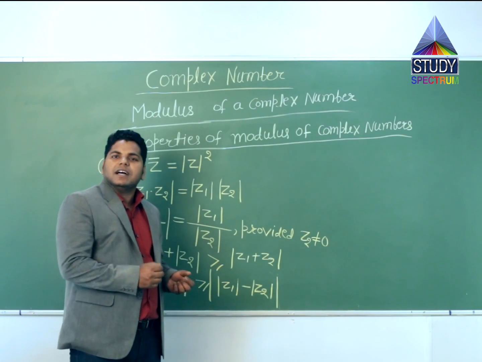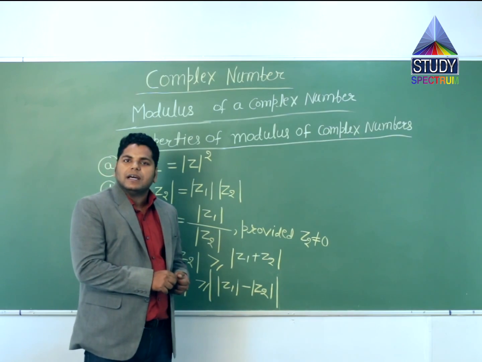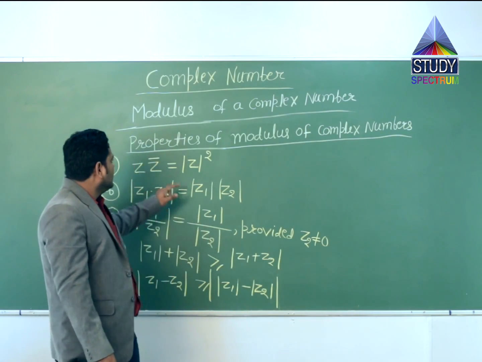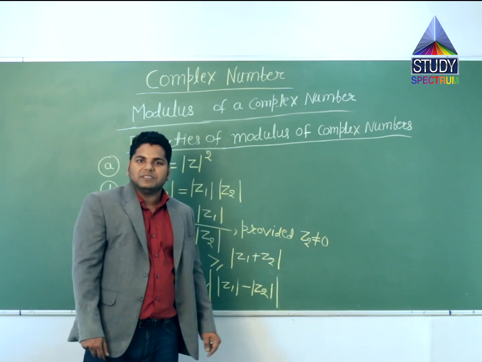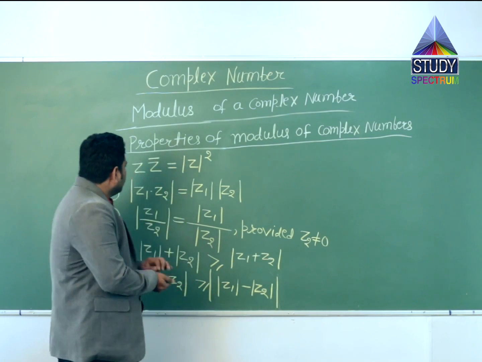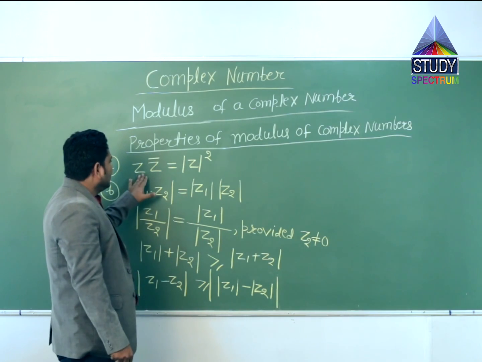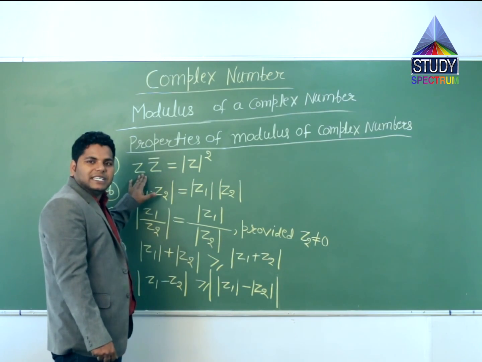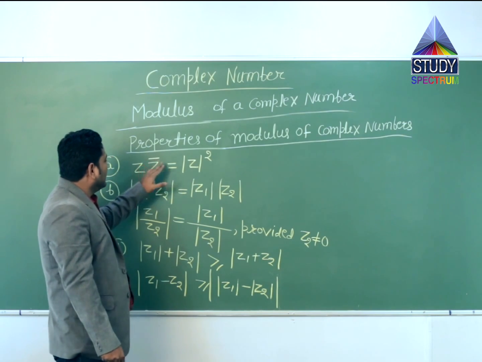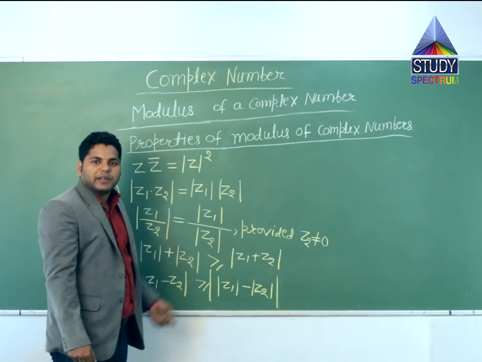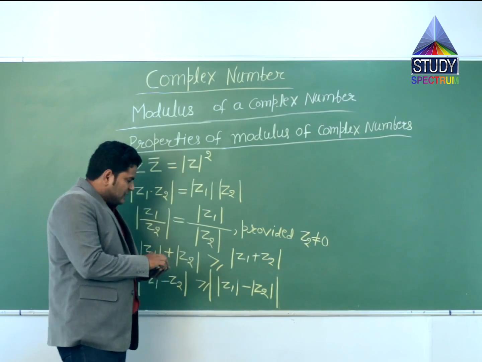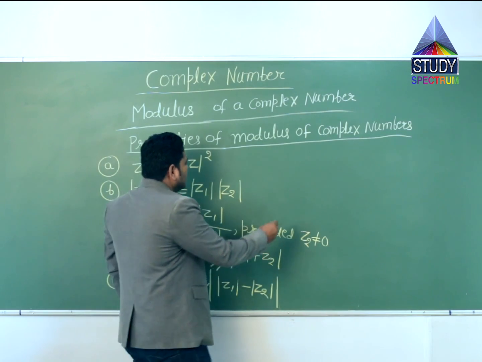After introducing the modulus of a complex number, it's time to introduce the properties of the modulus of a complex number. So start with the first property: for any given complex number z, z into z bar is equal to mod z square. Okay, so let us understand the first property.